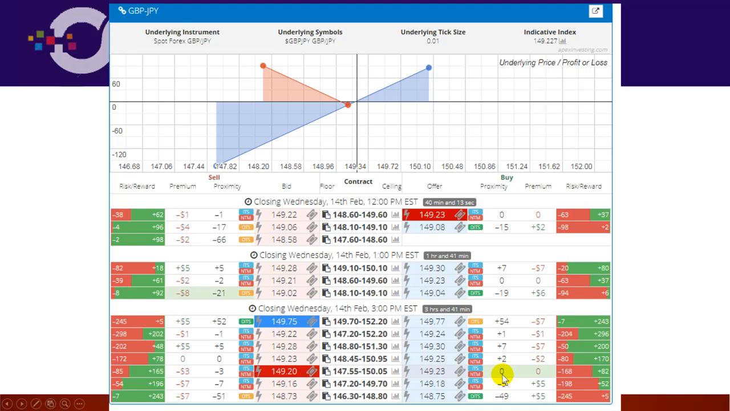I could look at this one, which has about the same amount of risk and actually the same amount of proximity. So I could just do that spread, or I could do these two together. So they come out to about the same.